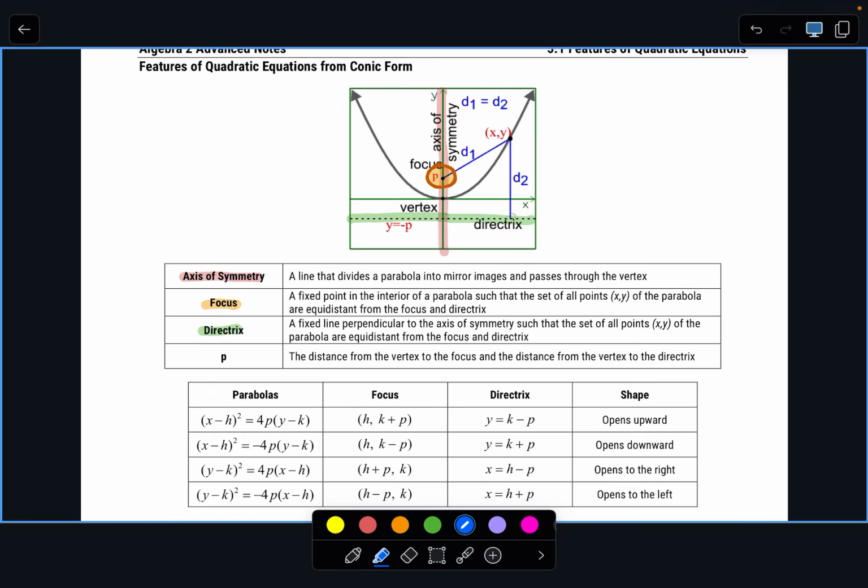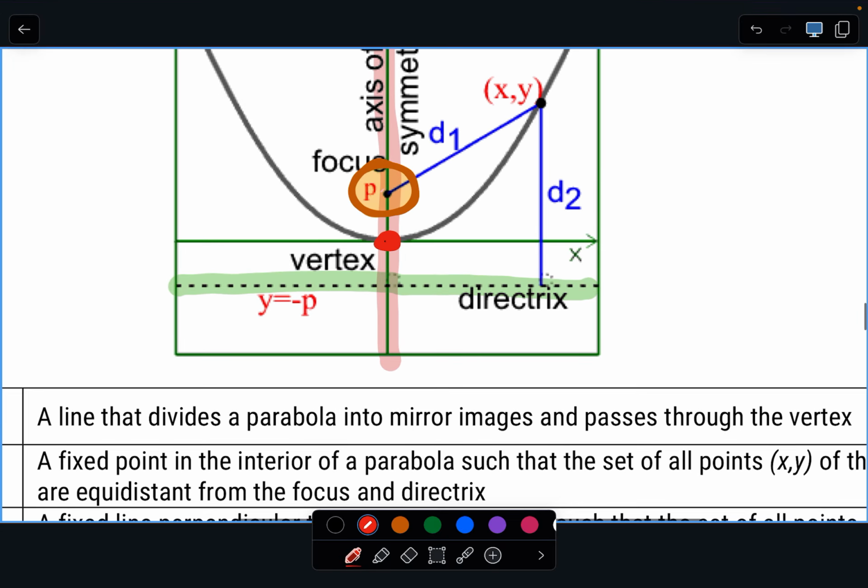The last thing that they talk about is P, which is going to be the distance from the vertex. So this is my vertex, the center of my parabola. P is going to be the distance from the focus to the vertex and the vertex to the directrix. So this is P and this is P. They are equidistant, basically meaning they are the same distance above and the same distance below the vertex every single time. Well, not every single time, but for every single graph.